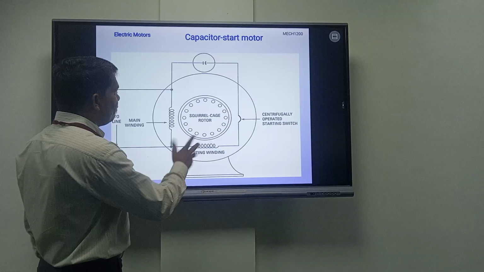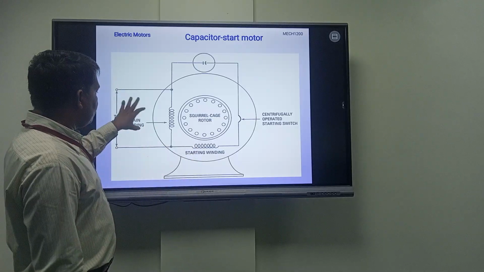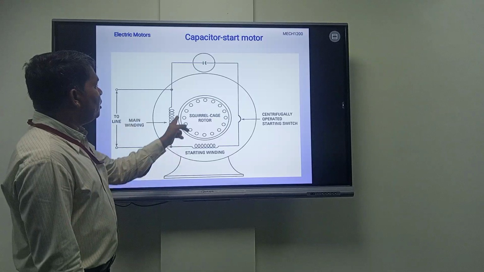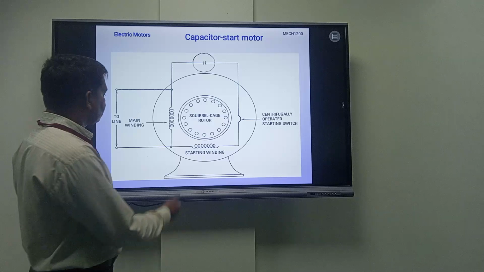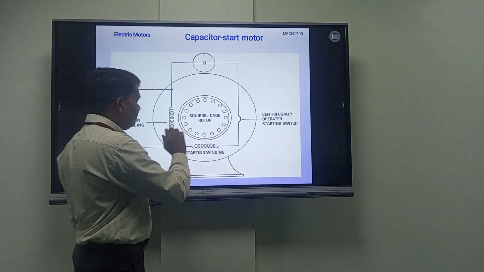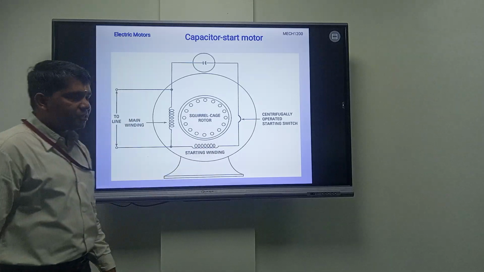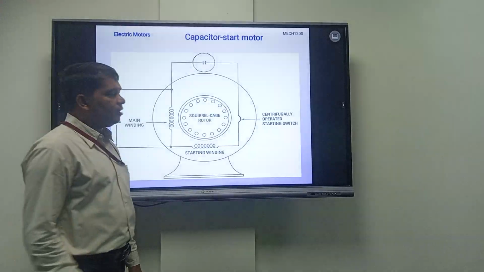This is the diagram where we are showing the starting winding and the main winding, with the rotor. You can interchange the starting winding connections or the supply connections so that the direction of the motor can be changed.